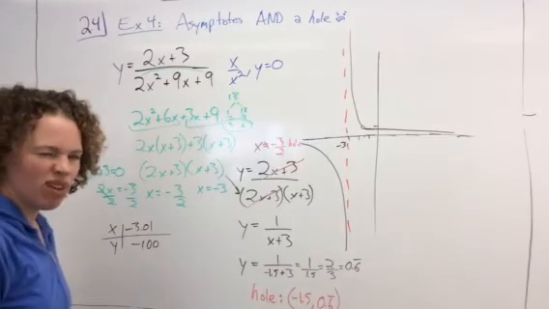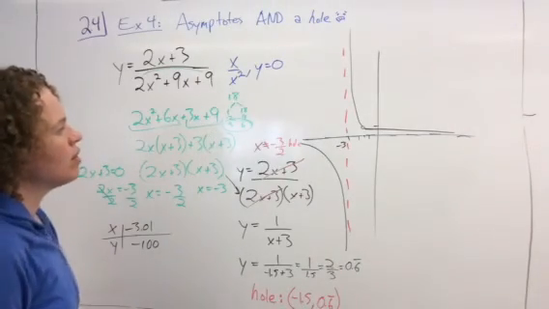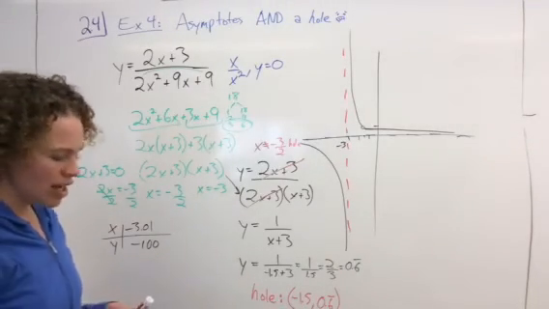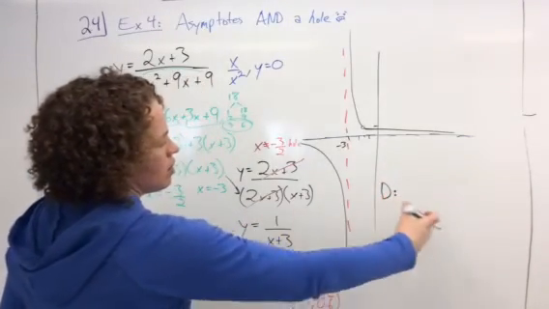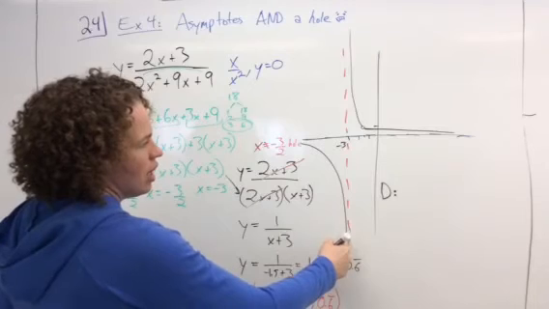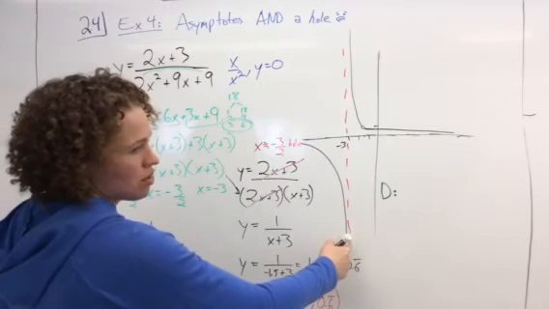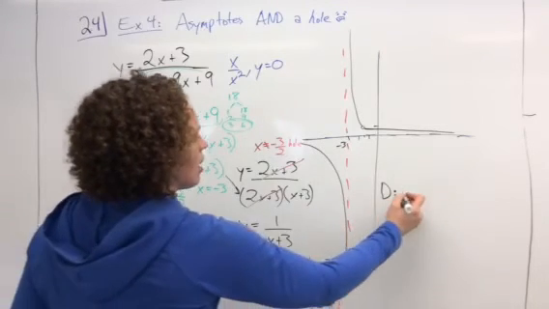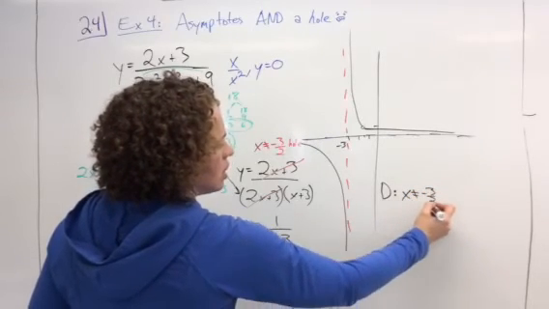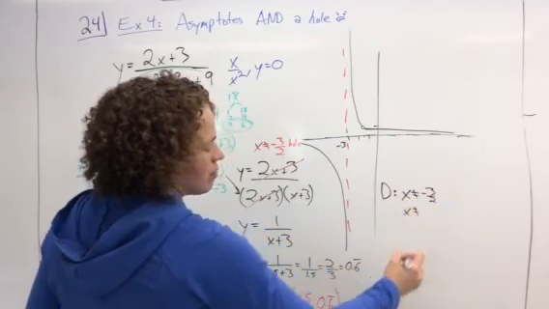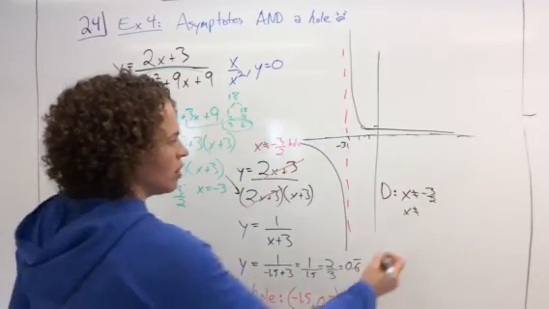Domain and range. Almost forgot, didn't I? So when we look at this graph, our domain, the values that x can be, have 2 limitations, not just one. They cannot be -3/2, and they cannot be -3.